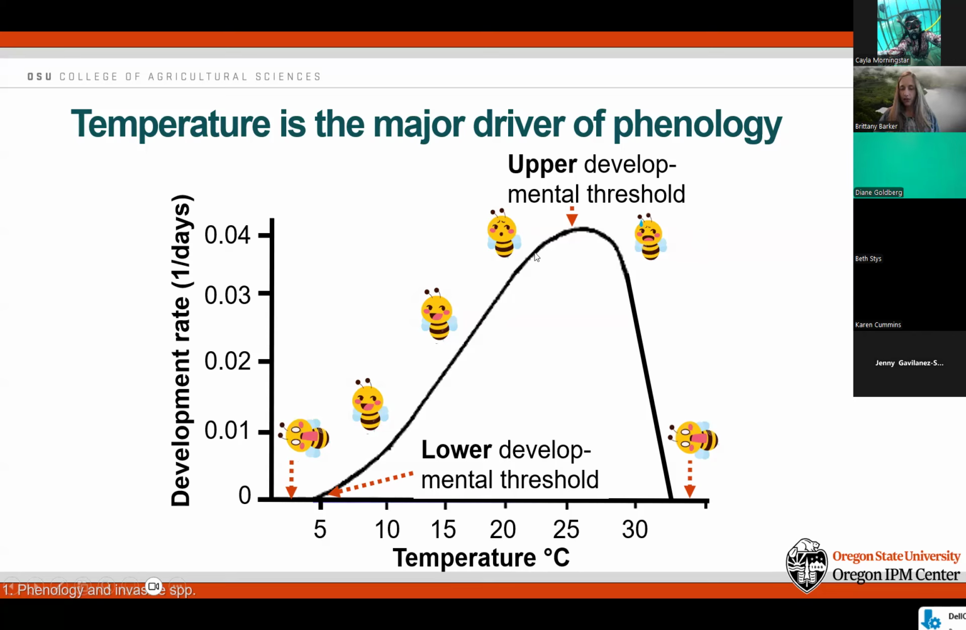At some point, however, the temperature gets too warm, so the upper developmental threshold for this bee species is about 25 degrees Celsius. And then development slows, it kind of plateaus. And then for most organisms, there's a pretty steep drop off.